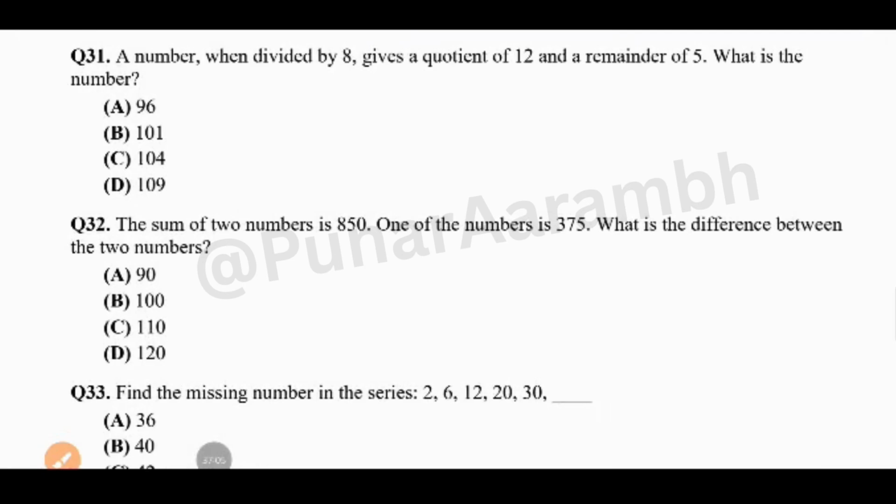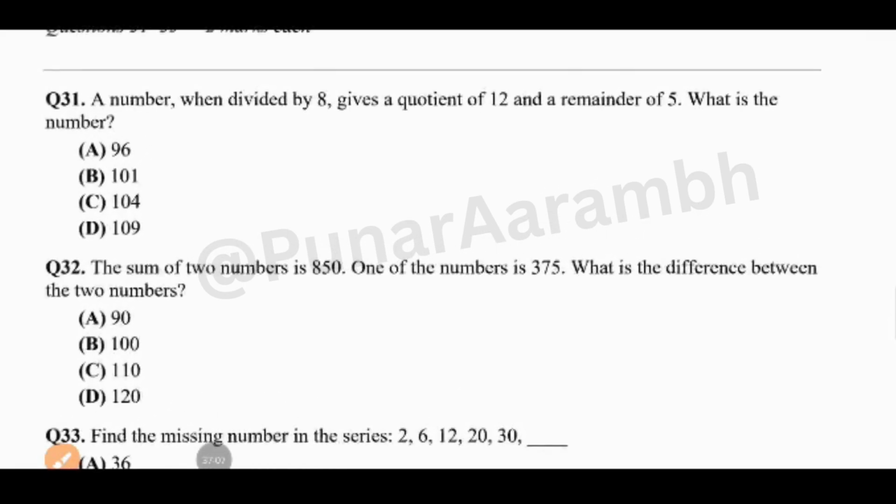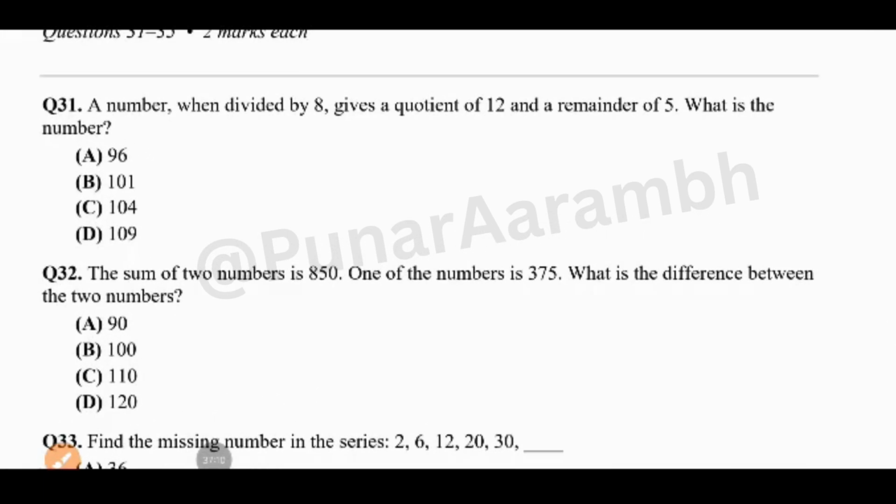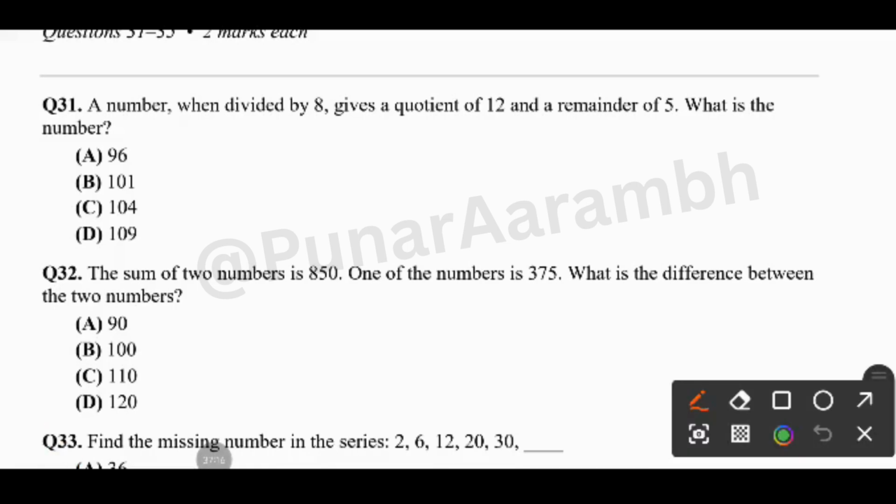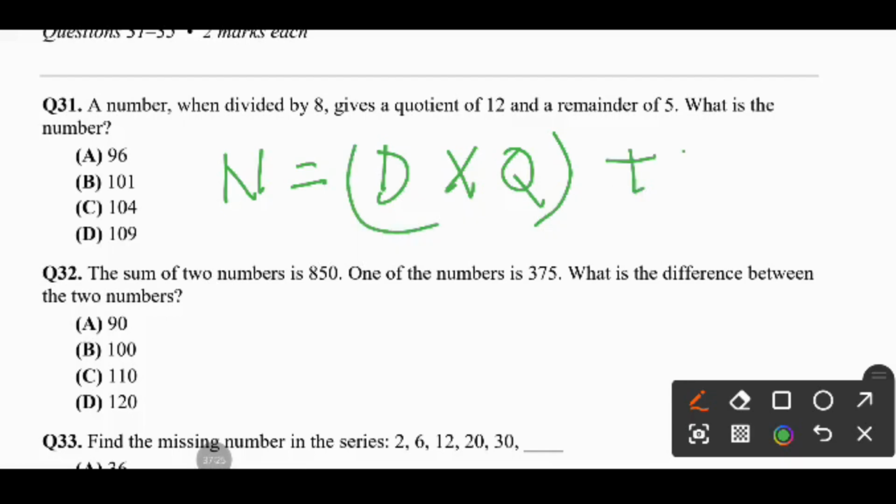Moving to question number 31. A number when divided by 8 gives quotient 12 and a remainder of 5. What is the number? So if you know the formula, number equals divisor into quotient plus remainder, isn't it? So we will put the digits here. Those who know, do it. Those who do not know, please see and try doing it.